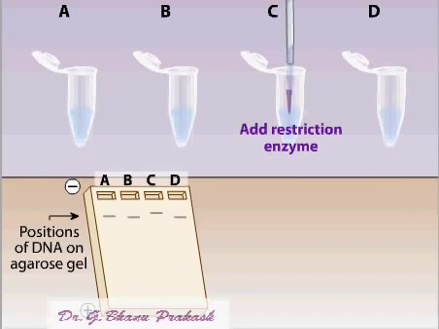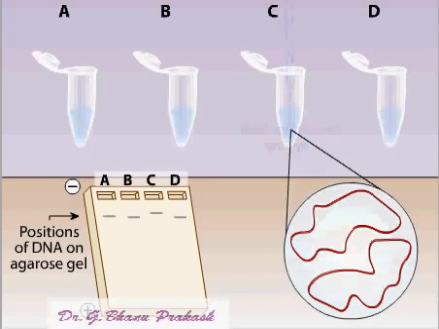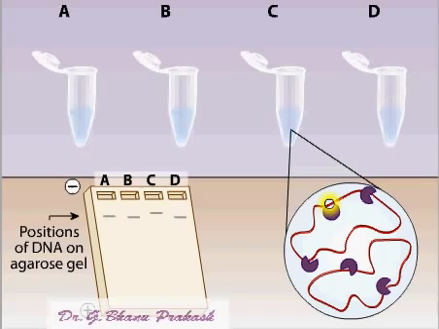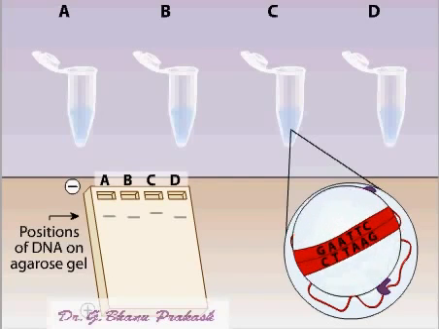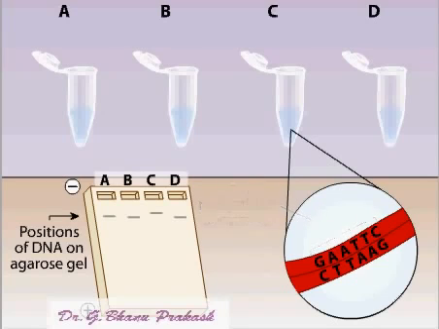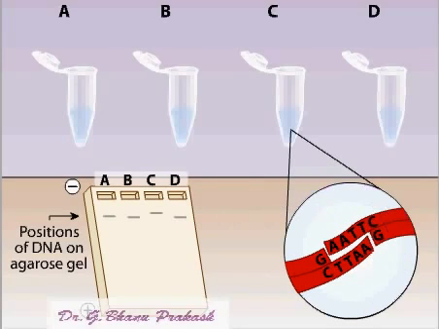Our next step is to add enzymes called restriction enzymes to the plasmids. An example of a restriction enzyme is EcoR1. A restriction enzyme cuts the DNA at a particular recognition sequence. EcoR1 recognizes and cuts the sequence GAATTC. If the plasmids in the different tubes are identical in sequence, they should have the same number of EcoR1 recognition sequences.